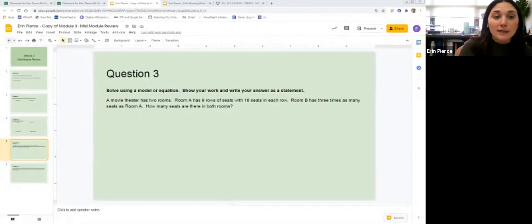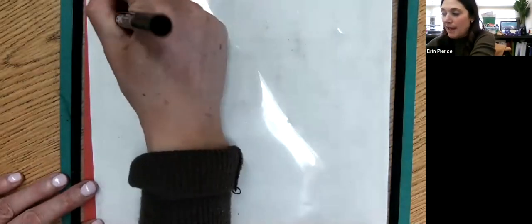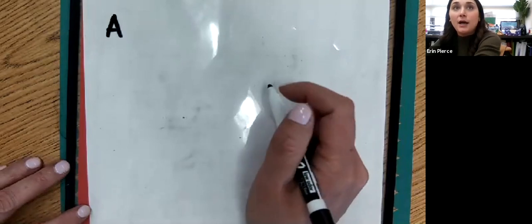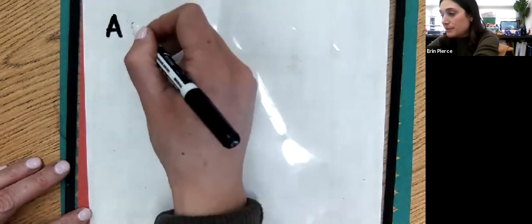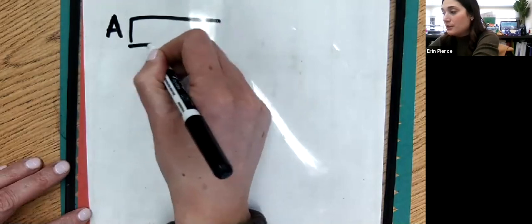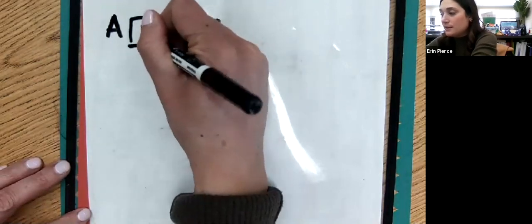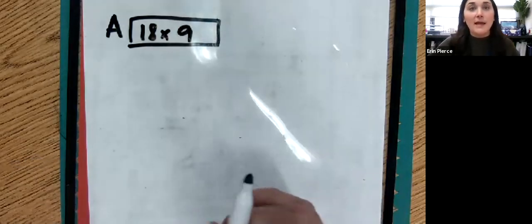So first, we need to find how many seats are in room A, then find how many seats are in room B and add them together to find the total amount of seats. If we were to draw a tape diagram, it would look like room A. I'm just going to put A. That is 9 rows, 18 seats per row. So to solve that, I have to do 18 times 9 to get A.